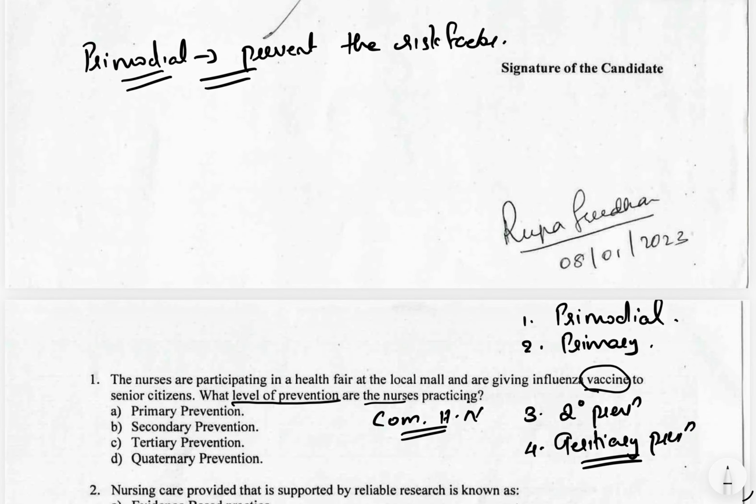I am not in any risk, I don't have any problem, and still you are coming to me and teaching me about the risk factors or what are the problems caused by smoking, that is primordial prevention. Okay, so what are you preventing here? You are preventing the risk factor itself, that is the primordial prevention. What is primary prevention?